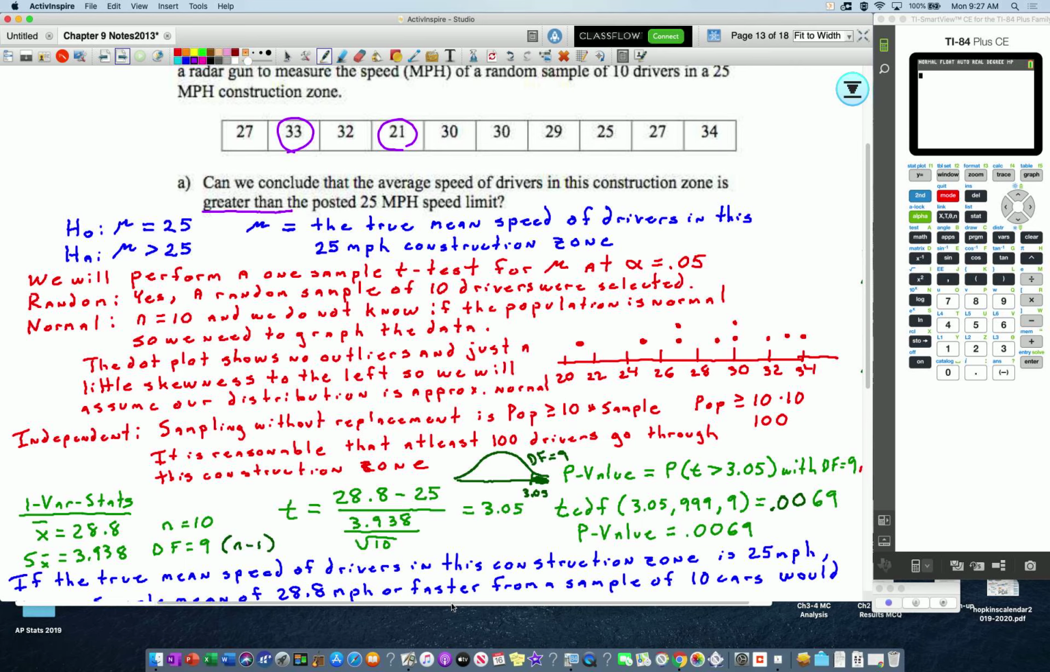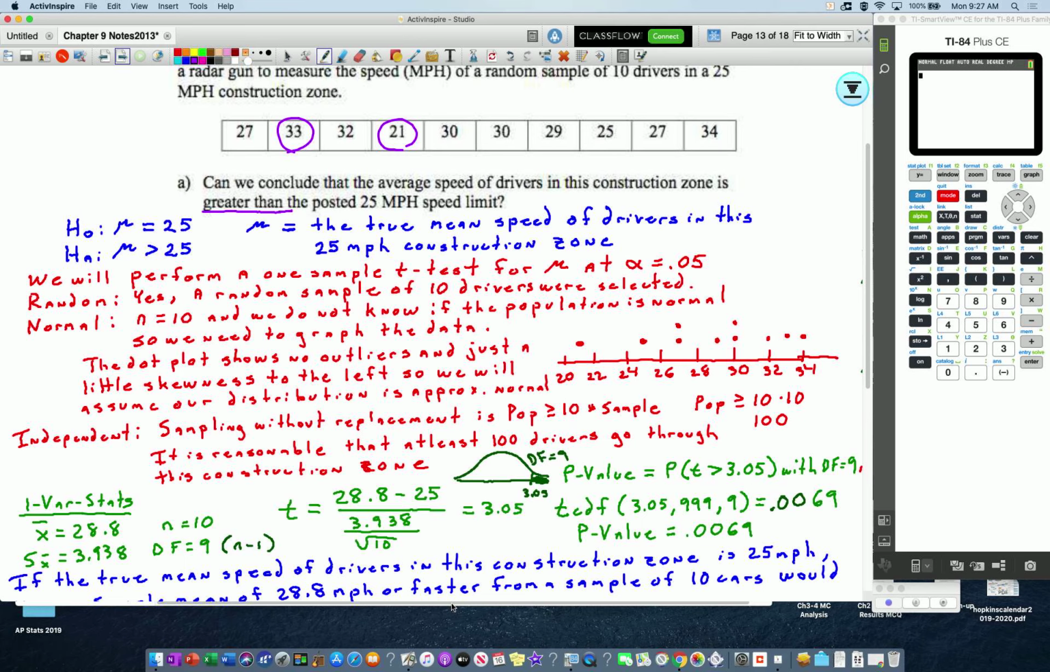The last part is independent, always sampling without replacement. So is our population greater than 10 times our sample? We can definitely say there were at least 100 drivers that go through this construction zone. Okay, so we have that part, good.